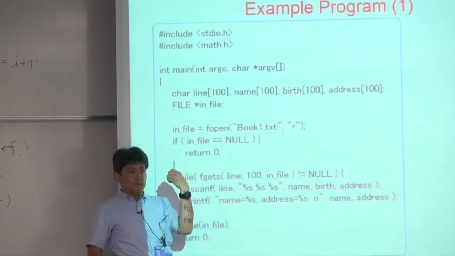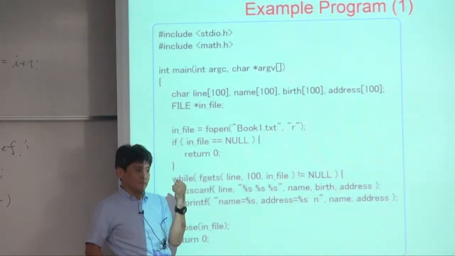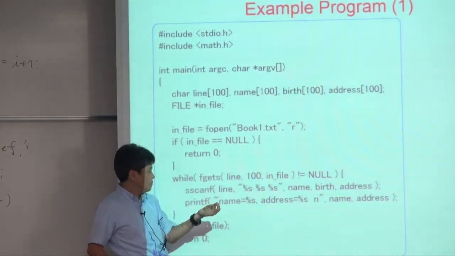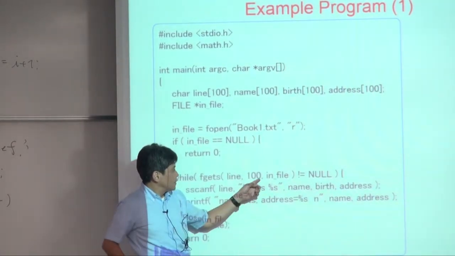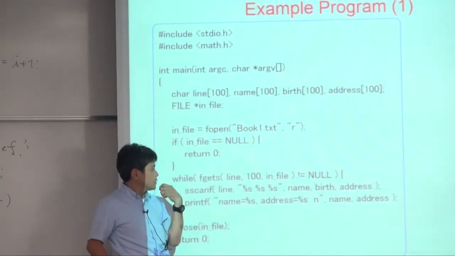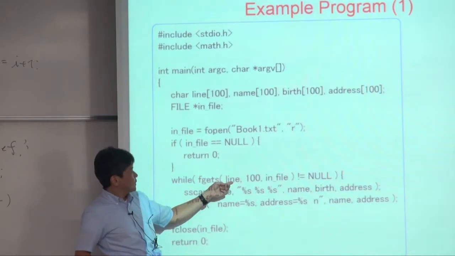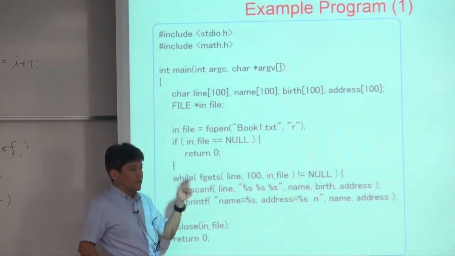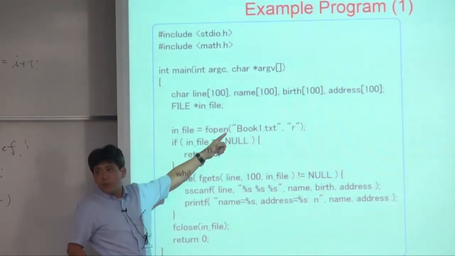You can read as a string, each string as a reading unit. Okay. So the size is 100 characters. And the read data are usually stored into variables. In this case, it is the line variable. Okay. So this is the file pointer. You have to specify the file pointer. This file pointer is prepared using the fopen function.